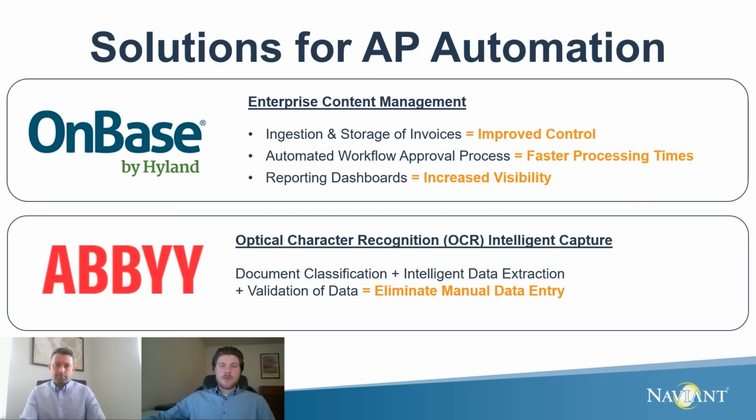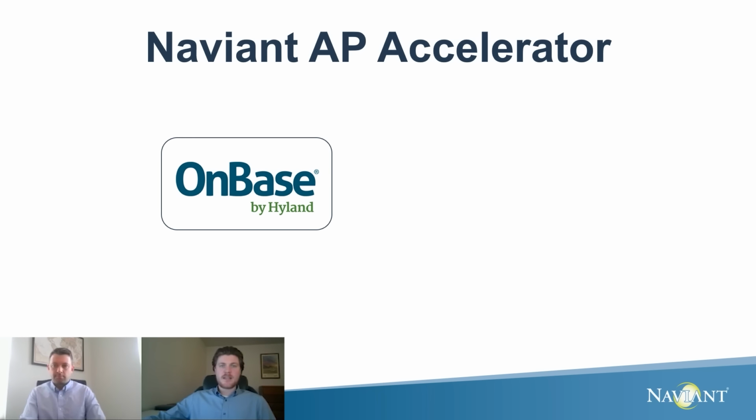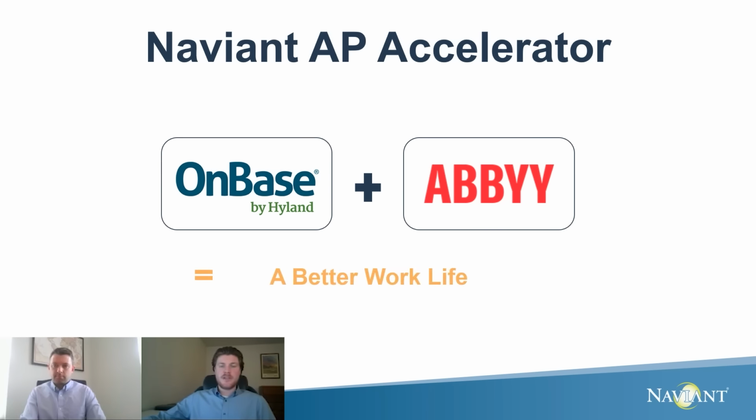So Navient has experience deploying both of these tools individually, but more often than not in the accounts payable space, we actually see them deployed as a single solution that combines the capabilities of each. And for this reason, Navient has deployed what we call the AP Accelerator. The AP Accelerator is a pre-configured solution that Navient developed based on our experience with deploying OnBase and Abbyy both into the accounts payable space. And it's designed to address all of the common challenges within a typical accounts payable process.